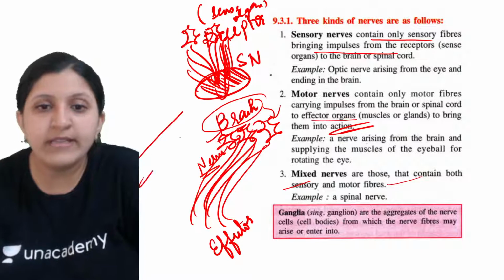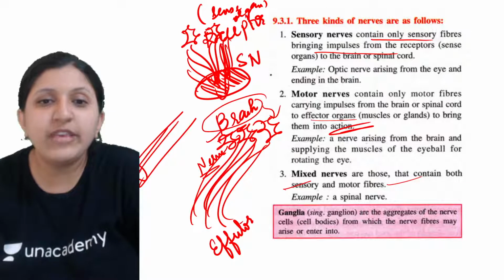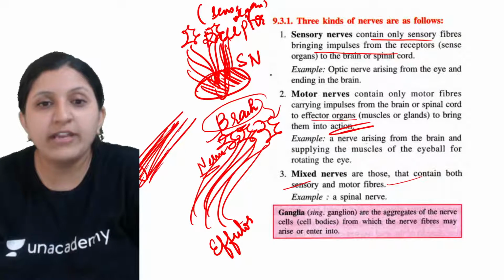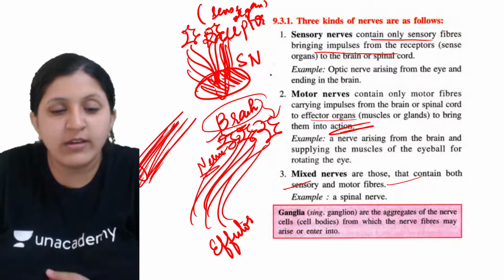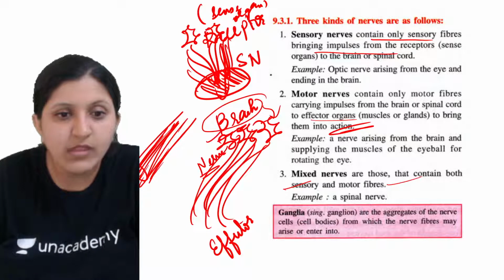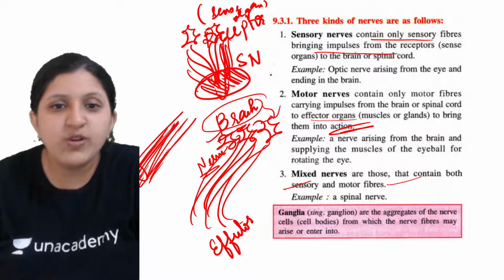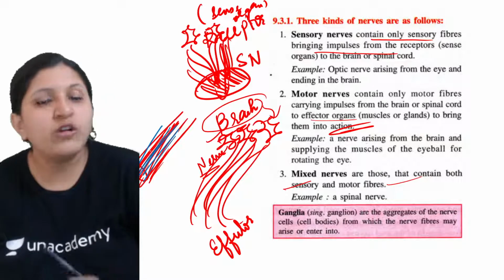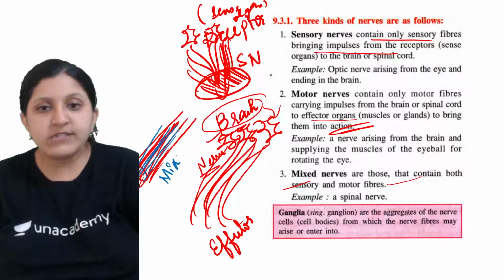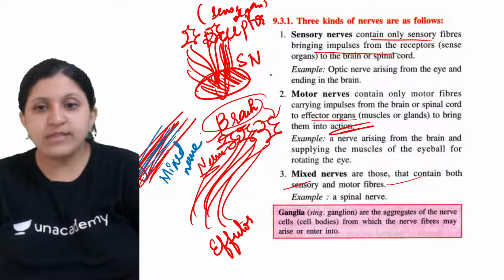So now a bundle is there, and in this bundle we can find sensory also, and we can find motor also. So let's say there are motor neurons also which are present. So this one we call a mixed nerve. Okay, so this one is a mixed nerve.